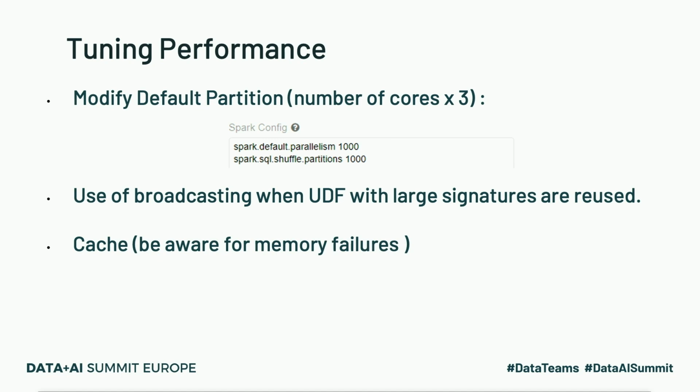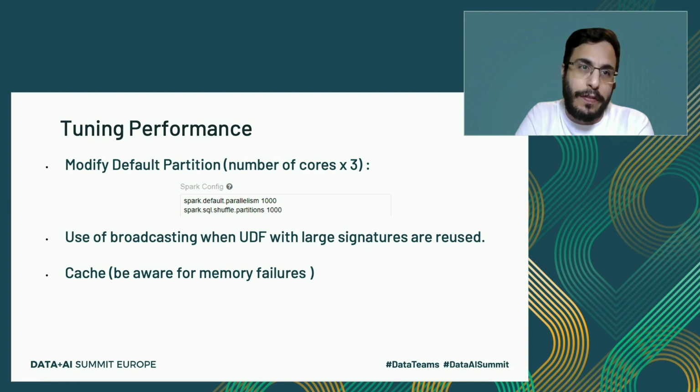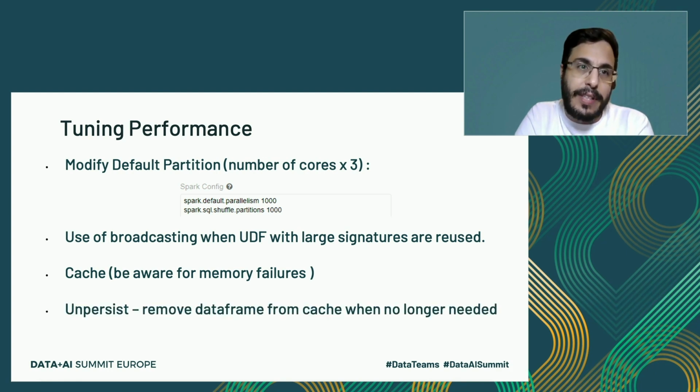Now, another thing that was very good for us was cache. Some of the data frames that are being used more than one time, it is very wise to cache them. But be aware, in the beginning, we started to cache a lot of data frames and we didn't free the memory. What happened is we got a lot of memory failure and spill errors, and it was very hard to debug them. So eventually what we did, we limited the number of caches. And in addition, we used unpersist. We removed the data frames immediately after we used them and didn't need them anymore, just to free the memory and avoid memory failure.